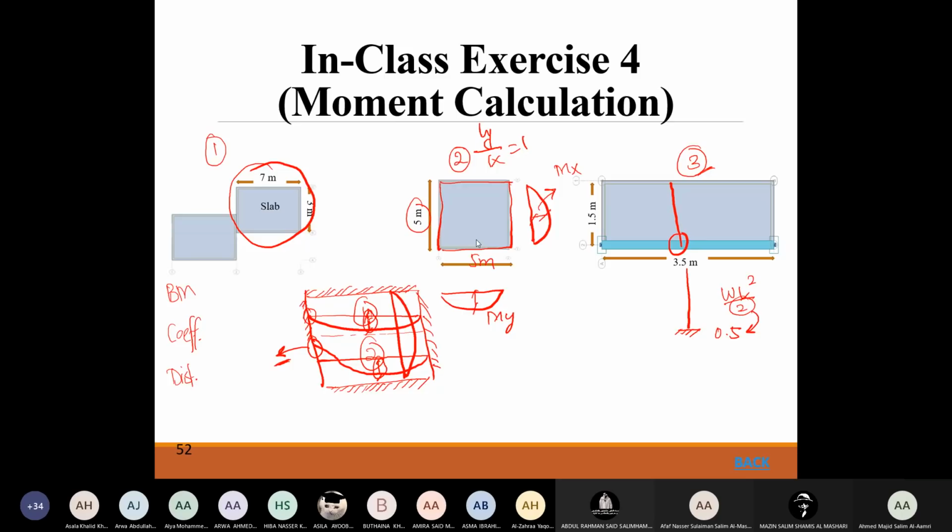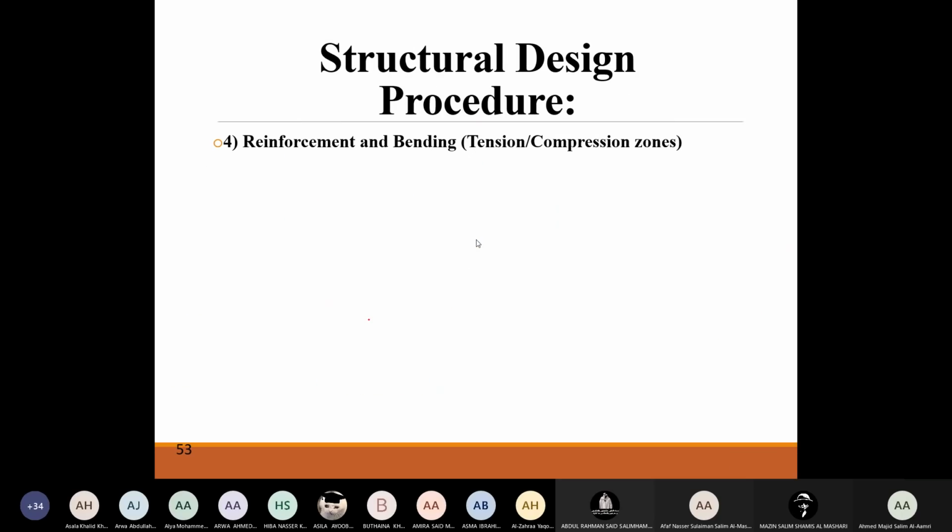Okay, very good. So we'll go directly to the other things. Now, why I'm concentrating a lot on drawing the bending moment diagram is because the bending moment diagram is related to your reinforcement. If you know where you are going to keep the bending moment profile, you should know where you are going to keep the reinforcement.